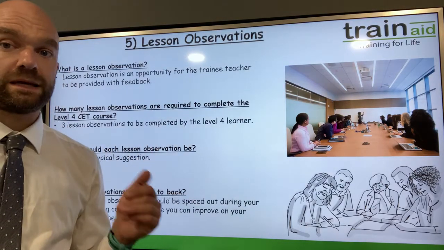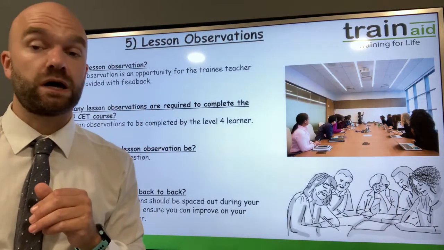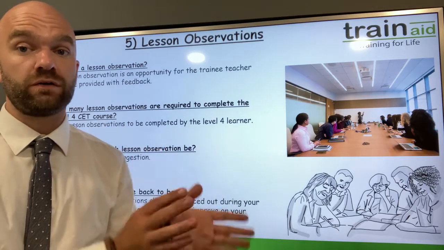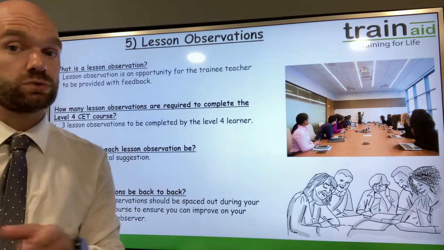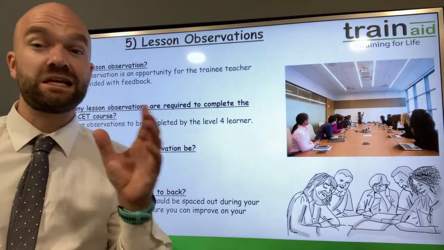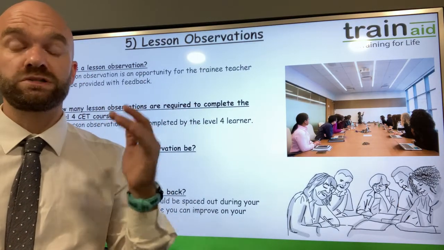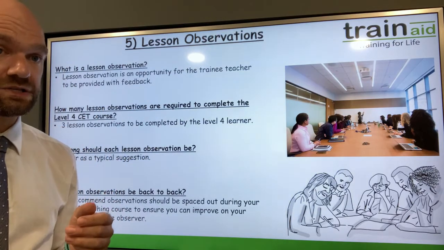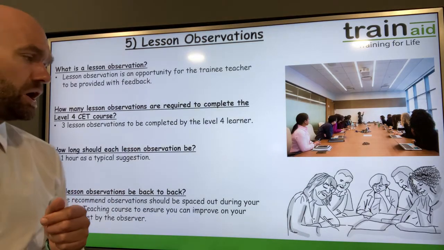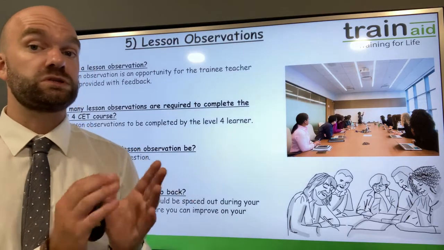So what is required here? We do require 3 lesson observations, and you decide when these observations are. Personally, I would say you should have one at the start of your course, in the middle, and also towards the end of your studies of the Level 4. The lesson observations should ideally be 1 hour, okay? So we recommend that observations should be spaced out, but it's very much down to you to decide when they will be.